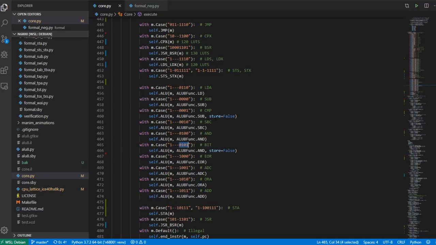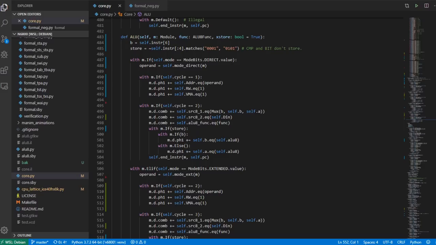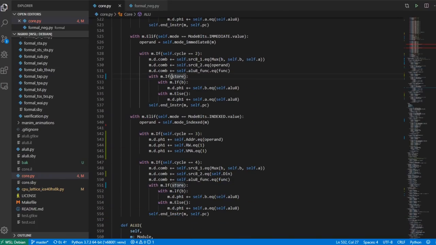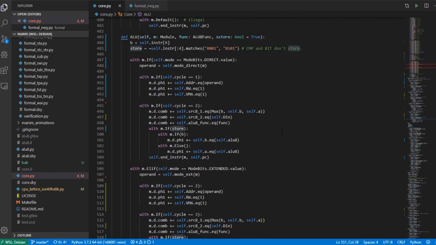So maybe I could just remove store equals false and set it up so that store is basically true if it's not 0001 or 0101. Let's try that. Okay, so I've just changed the name of the argument to xstore and I'm not going to be using it. And I've defined a store variable that basically checks if the bottom four bits of the instruction are 0001 or 0101, which are compare and bit, so they do not do a store. And I've replaced the if store with just a synthesizable if store. Here, here, here, and here, four places.